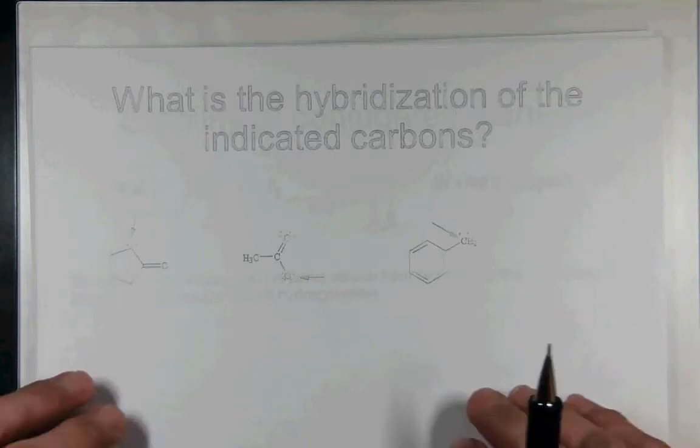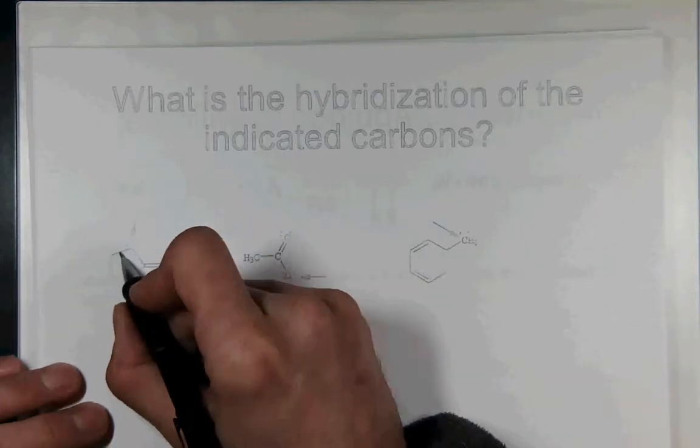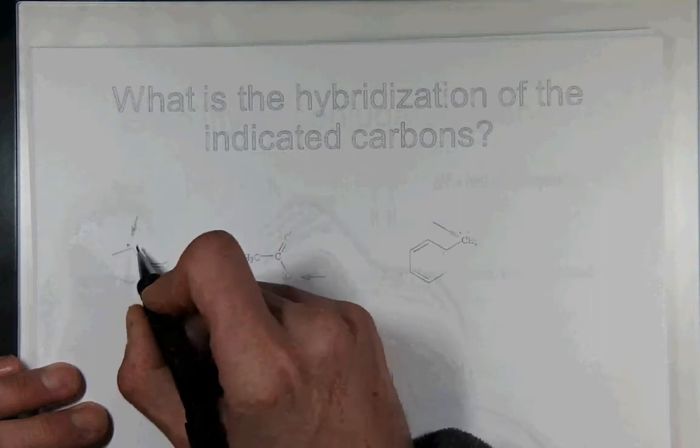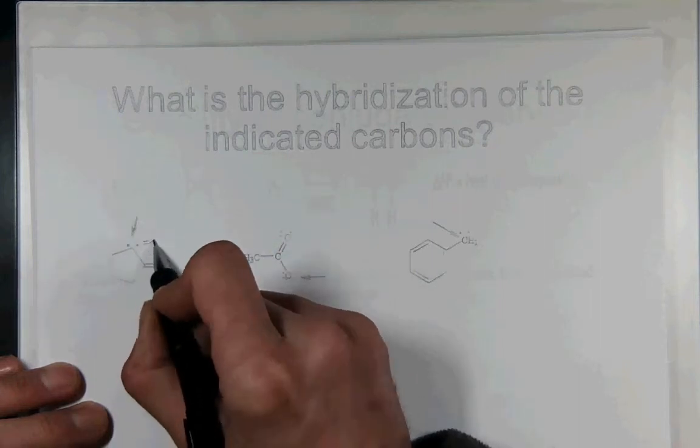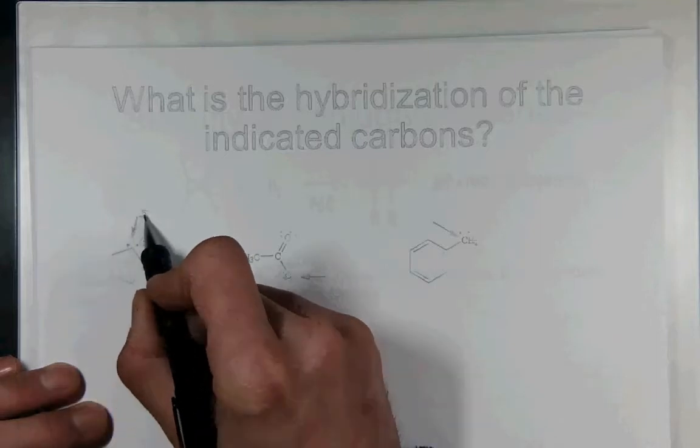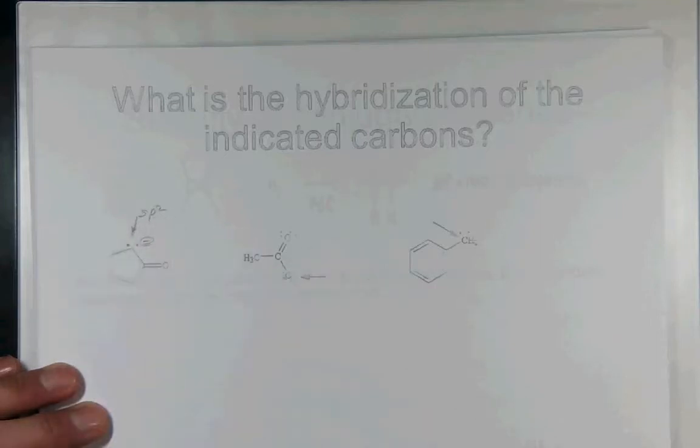What is the hybridization of the indicated carbons? We've got an unpaired pair of electrons here. This is going to have a negative charge. I'm going to put the negative charge in. It's going to be sp2.